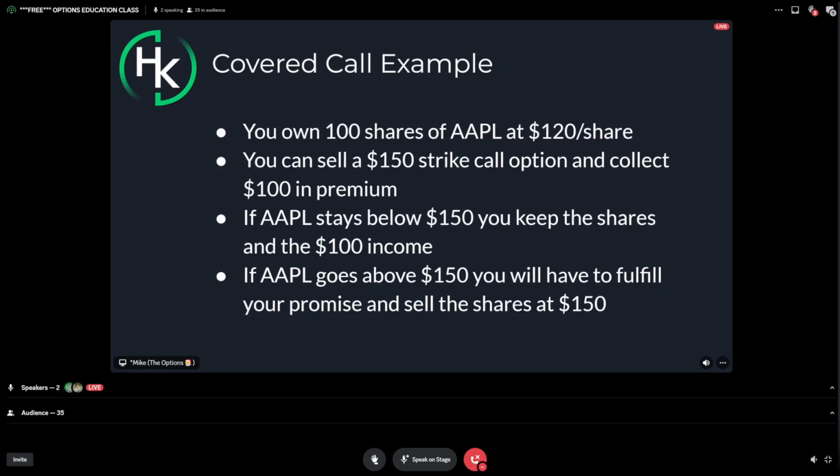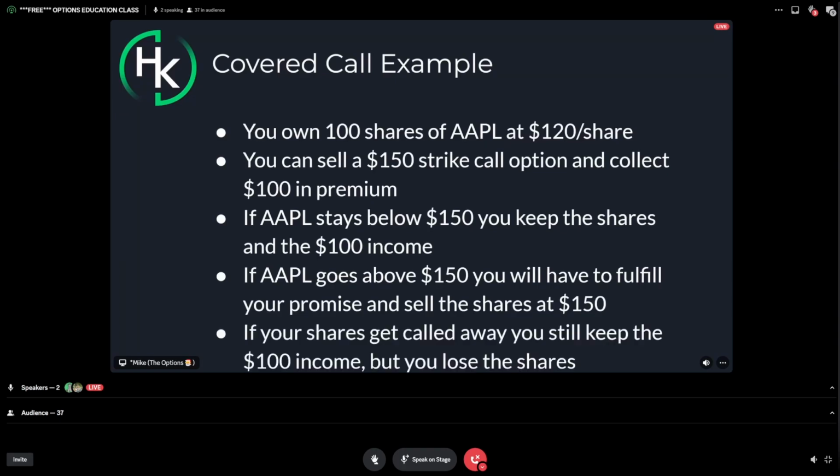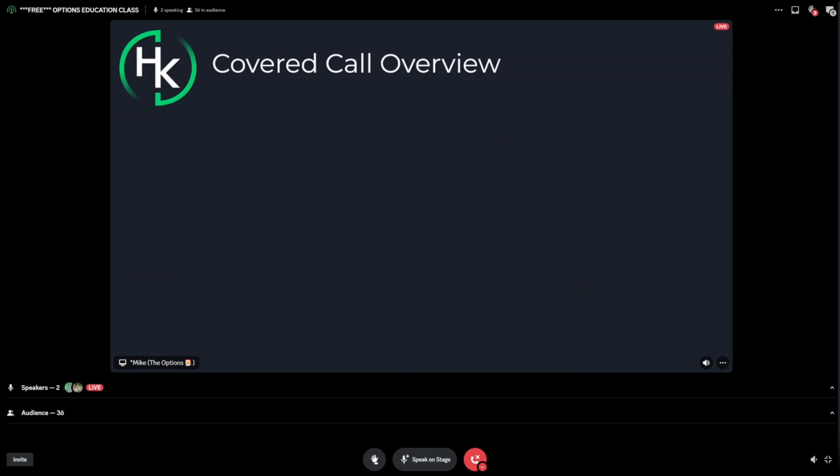So even if Apple goes to $1,000 per share, if you sell the covered call at 150, you're going to have to sell them at 150. And again, if your shares get called away, you'll keep the $100 of premium regardless, but you, of course, are forced to sell the shares and lose them. So a quick overview of the covered call now.